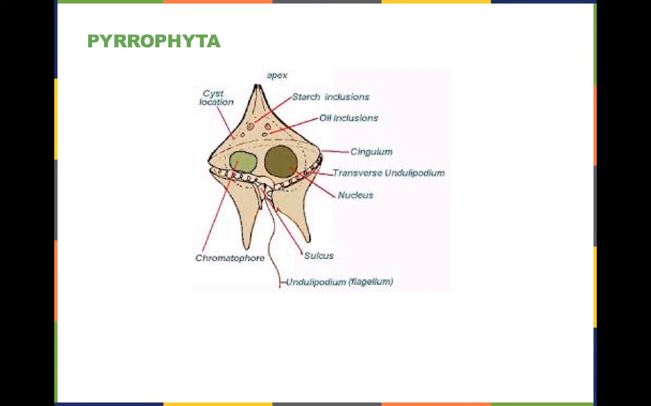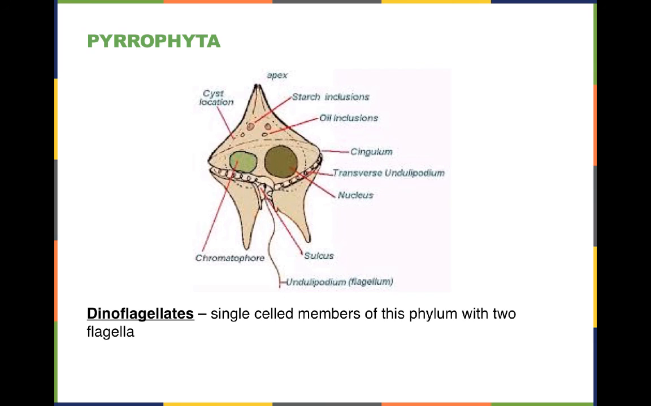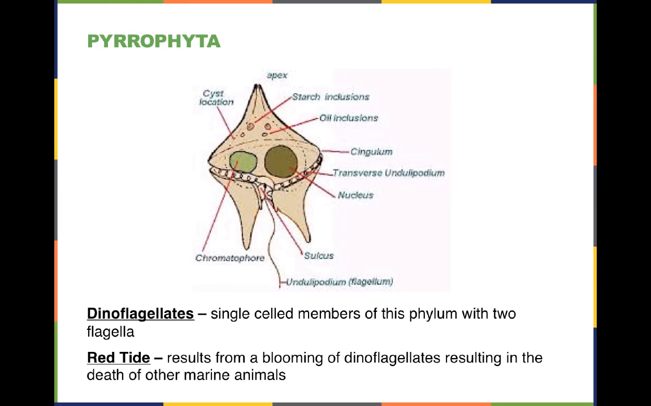The third of these phyla of algae is called Pyrophyta. This is an example of Pyrophyta, and Pyrophyta commonly have two flagella, one here and one here, and for that reason they're called dinoflagellates, which means they have two flagella. These tend to float as single colony members. In other words, they don't group in colonies, but they float individually. But they can release a substance into the water when they bloom, which causes something known as the red tide. The red tide is very poisonous to other marine animals and can cause the death of thousands of fish when this occurs.